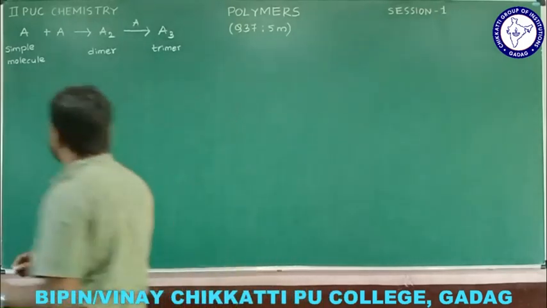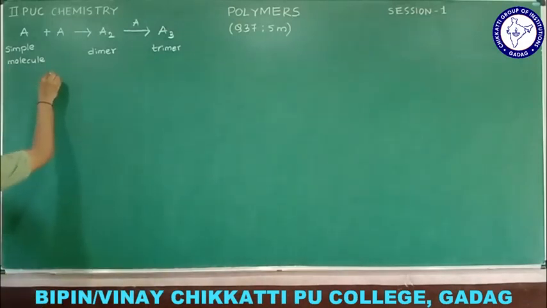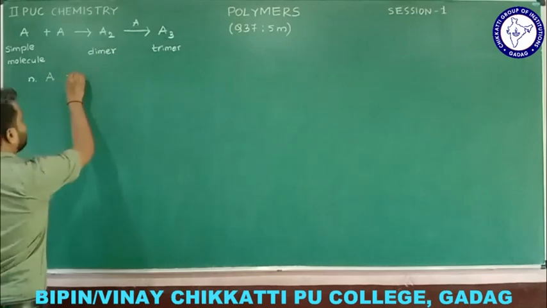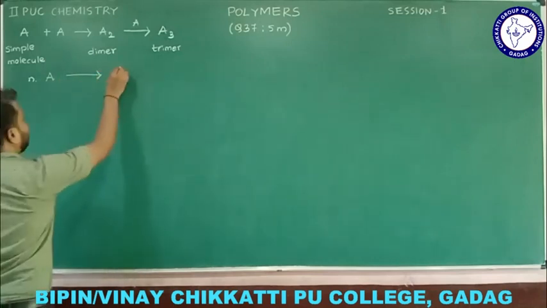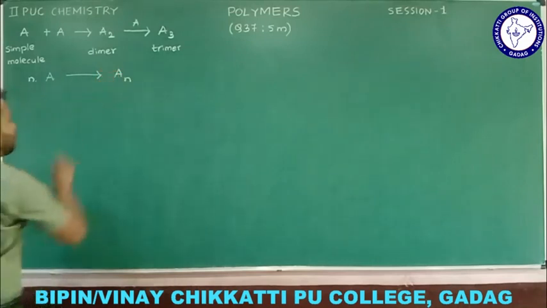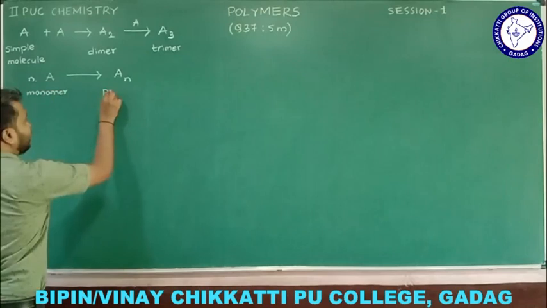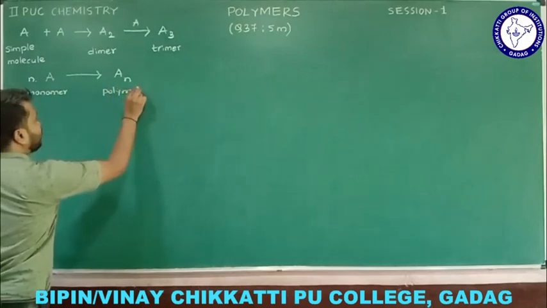So let us assume I consider one simple molecule and a large number of such molecules. In general, A will be the simple molecule, and I write a small n, which stands for n number of the simple molecule A, a large number of A molecules. When a large number of simple molecules combine, you get a large molecule, a long chain molecule, which I call An. Here A is the monomer, and An is what we call the polymer.